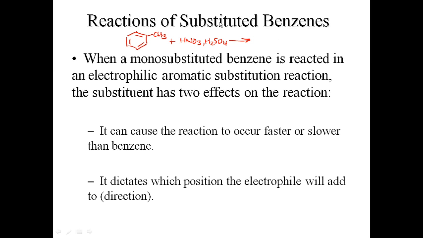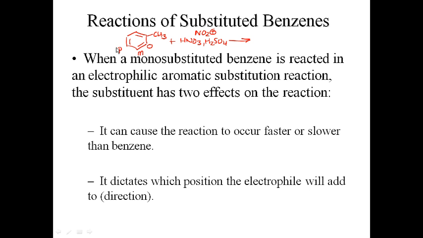Well, if I looked at this, I'd say, oh, well, I'm making an NO2 plus. And then you'd say, well, where's the NO2 plus going to add? Is it going to add ortho to the methyl group? Is it going to add meta to the methyl group? Or is it going to react para to the methyl group? So am I going to form ortho-nitrotoluene, meta-nitrotoluene, or para-nitrotoluene? Or am I going to form a mixture of all those? So what's the major product of that reaction? Well, we'll come back to that in a minute.